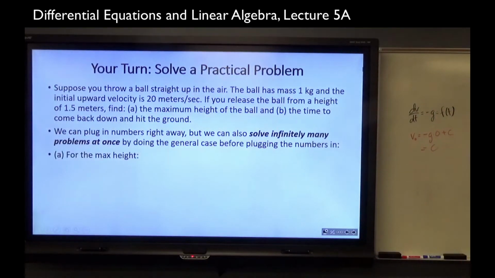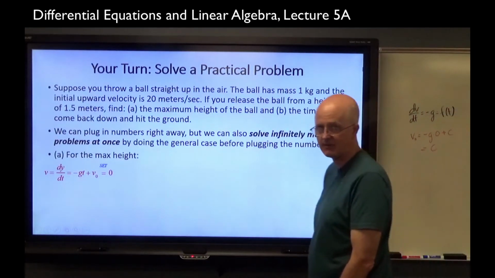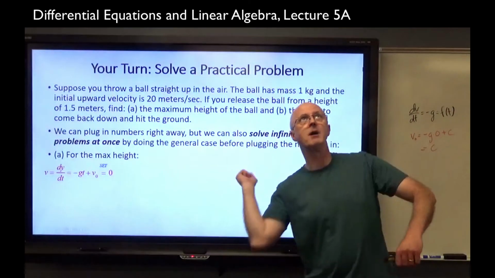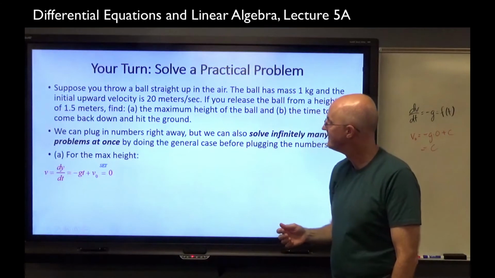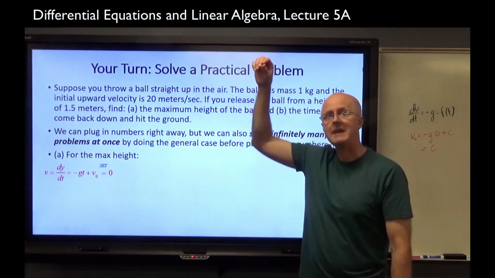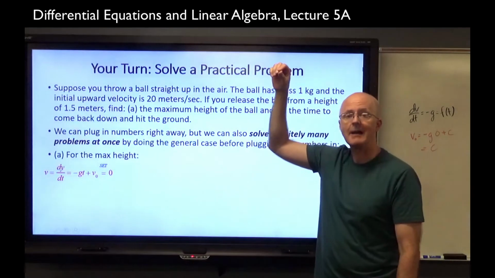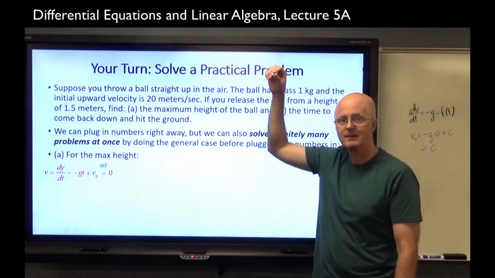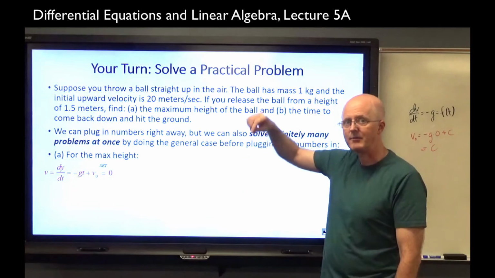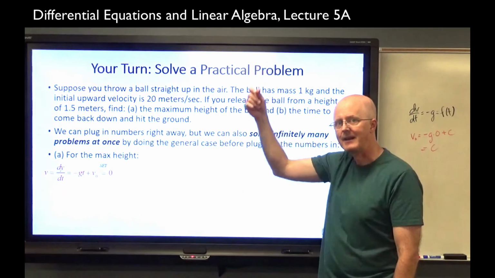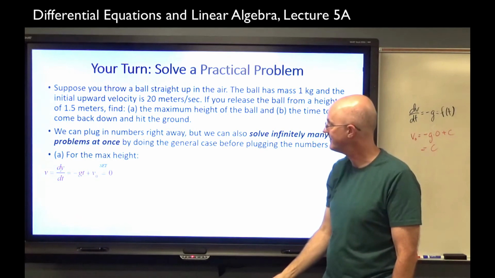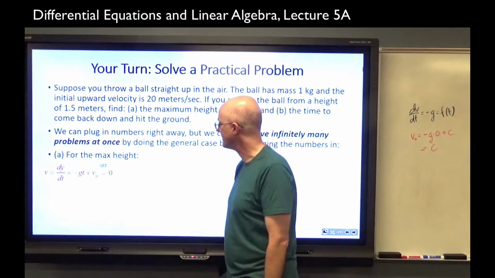What about for the max height? The maximum height occurs when the velocity is 0. Okay, so you throw this ball upward with an initial velocity of 20 meters per second. It reaches the peak at the moment in time when the velocity is 0. Because it's going up at first with positive velocity, then it reaches the peak at some instant in time, and then it comes back down and it has a negative velocity. So set the velocity equal to 0 and solve for t.